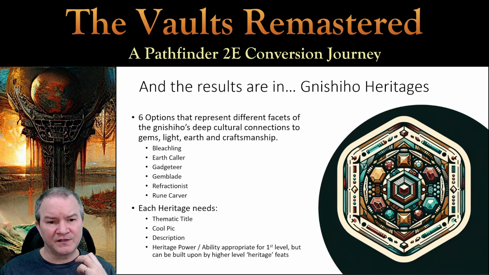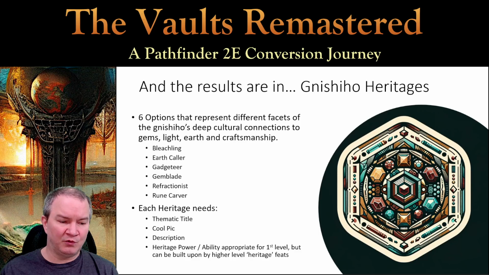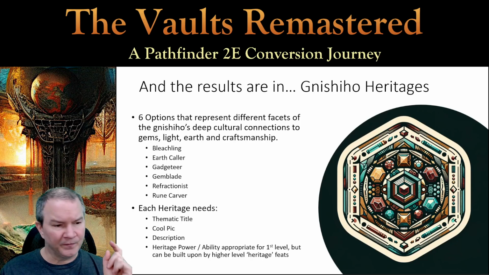Refractionists. This is akin to the illusionists, except that these Gnishiho are able to use gems and reflective surfaces to bend and warp light to create these illusions. And then last but not least, rune carvers, magician types that are able to use ancient writings of giants in order to create magical items of power that will channel and focus the energy that flows through the earth. And then each heritage, as I went ahead and designed them, I wanted to focus on these 4 areas.